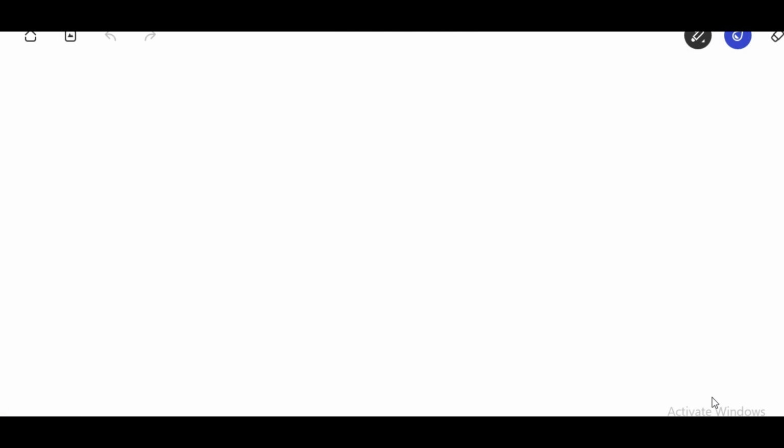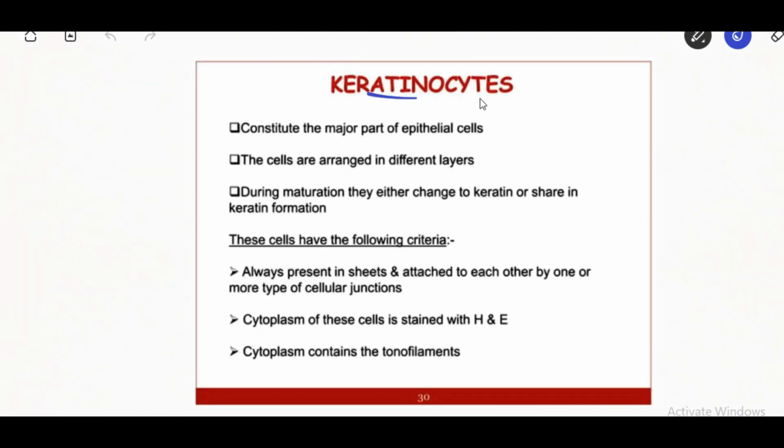The keratinocytes constitute the major part of the epithelial layer. These cells are arranged in different layers. During maturation, they either change to keratin or share in keratin formation.